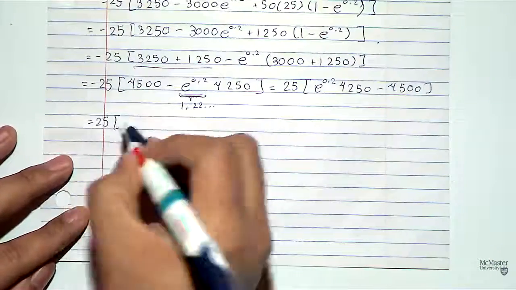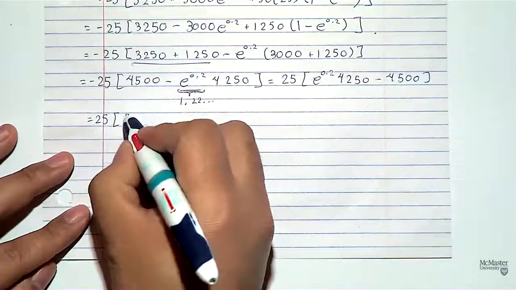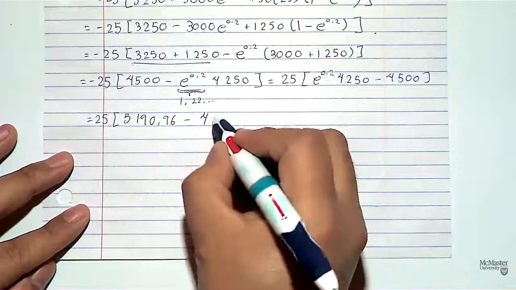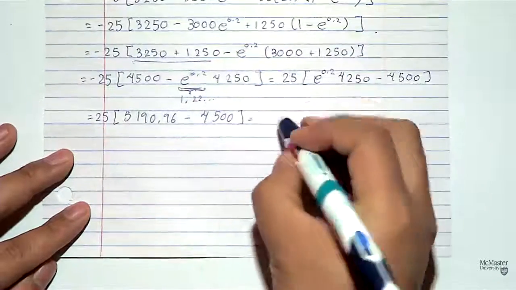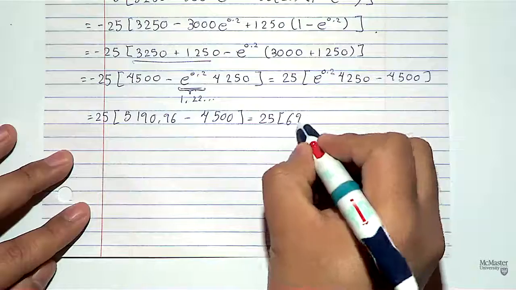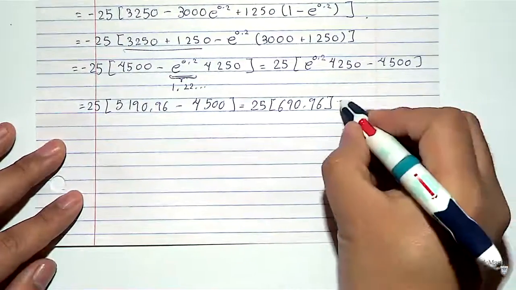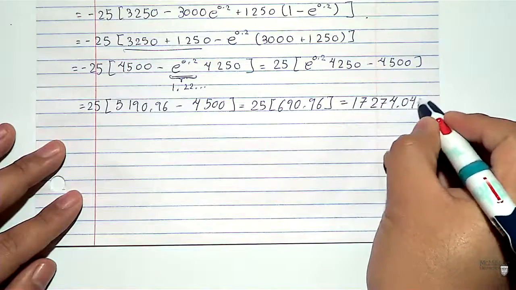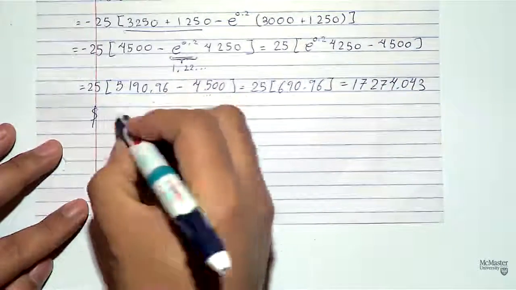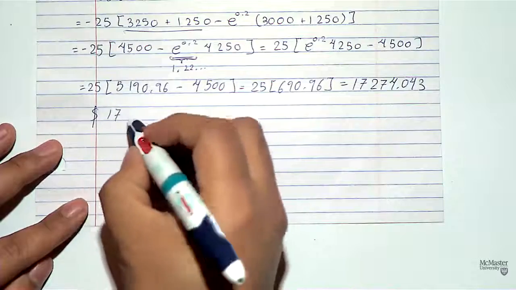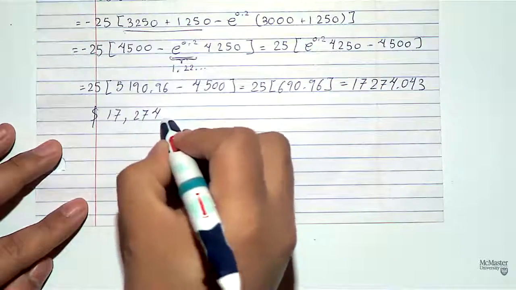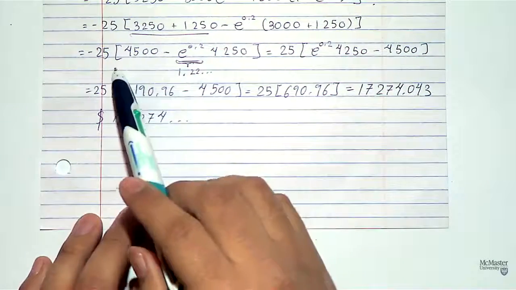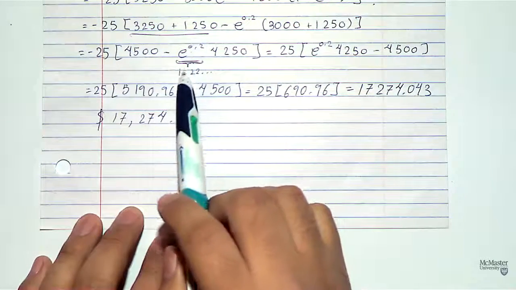This is 25 times, and if you do the computation, this is 5,190.96 minus the 4,500. So you have 25 times 690.96, which if you do the computation is 17,274.043. And so if you have it in the unit of dollars, this is around 17,274. Okay, so you're done. So just be mindful, you are not going to get something negative, because essentially this factor is bigger than 1.